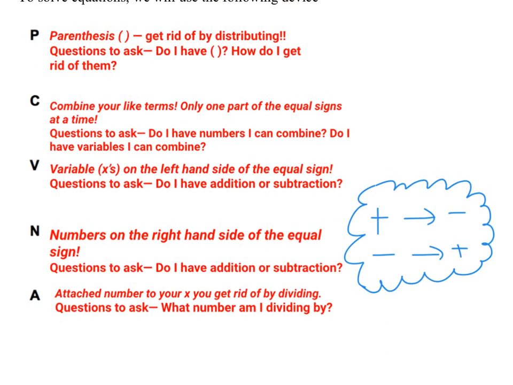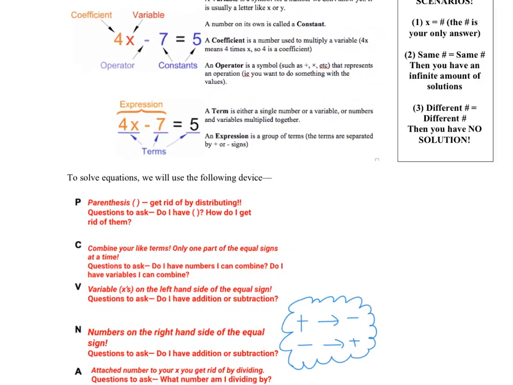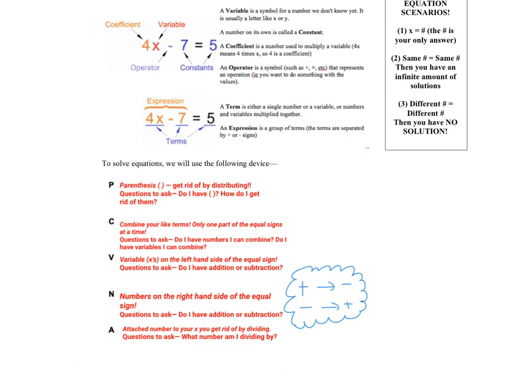And then the last step is your A. Attached number to your x you get rid of by dividing. And the question to ask yourself at this step is, what number am I dividing by? So that is the steps for solving an equation. Now let's put them into practice.